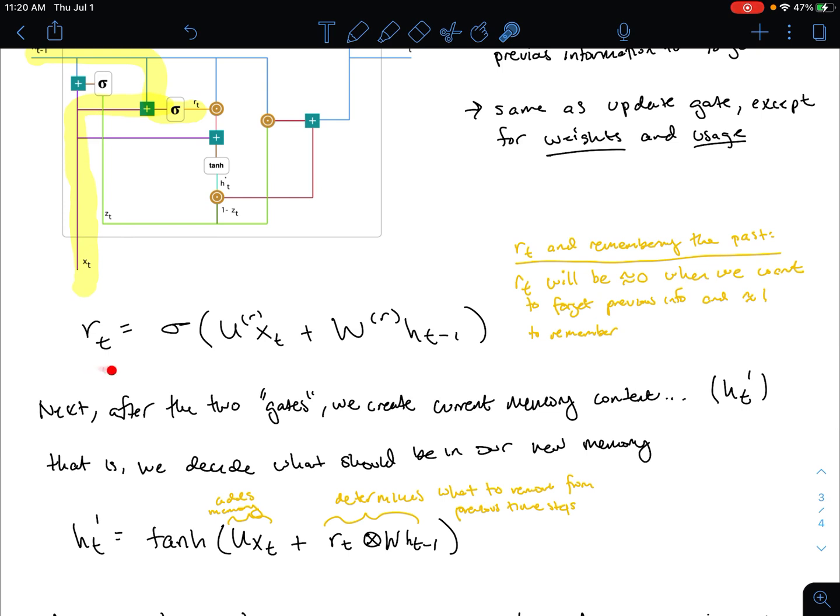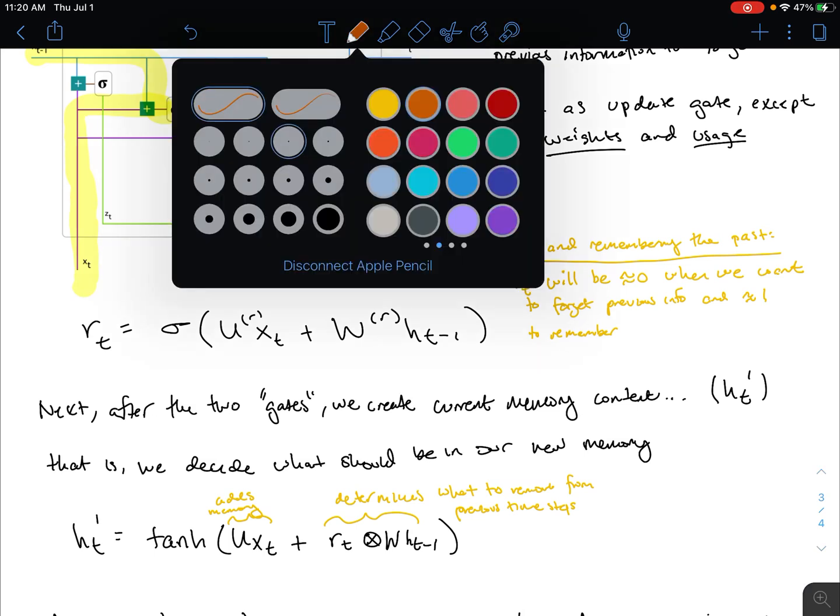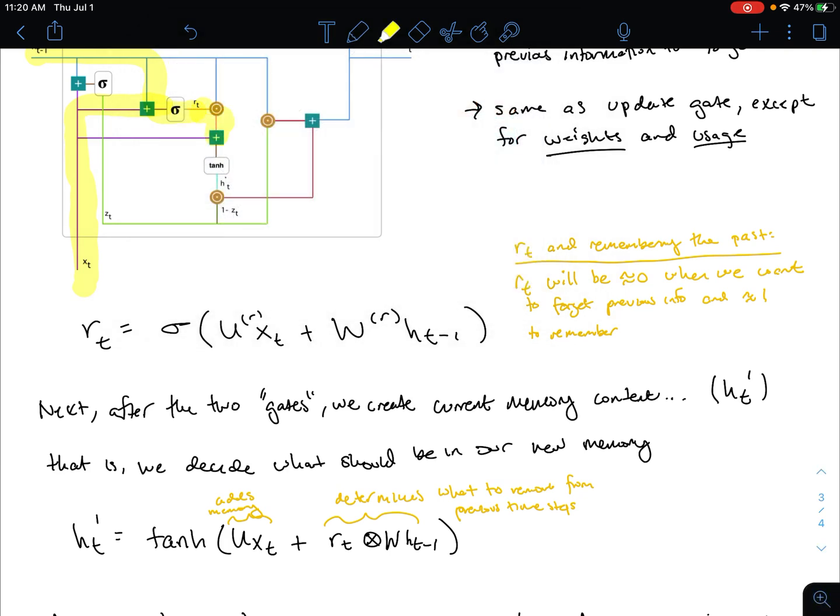So here we are with the math. It's a sigmoid function applied to the input with its weights plus the hidden state with its respective recurrent weight. And it's exactly the same as the update gate. However, we're going to see in a second how its usage is different, because we're then passing it through, and then adding it to this input here.